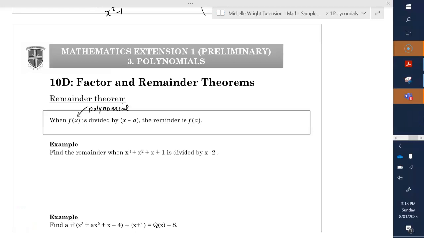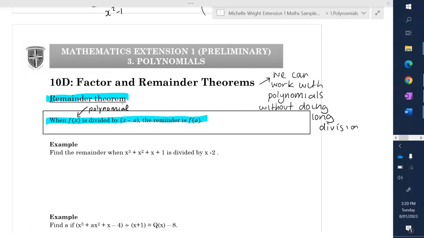Okay, so if we have a look at what the remainder theorem says, the remainder theorem says when f of x, which is a polynomial, is divided by x minus a, the remainder is going to be f of a. So let's have a look at what that actually means with an example. When the polynomial f of x is divided by some other function, x minus a, the remainder is f of a.